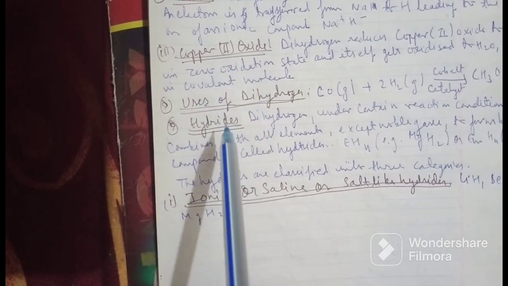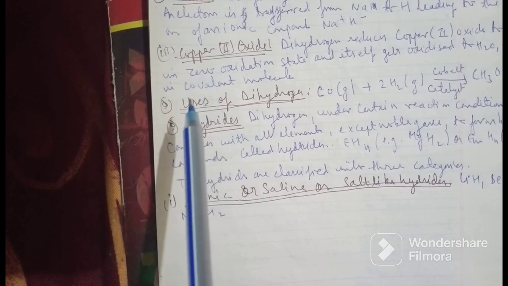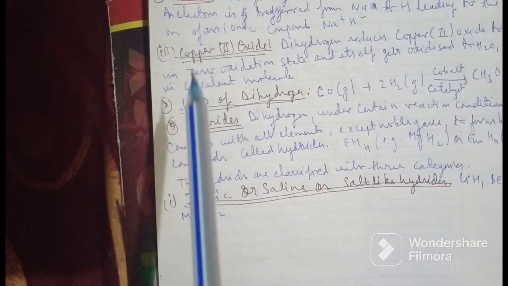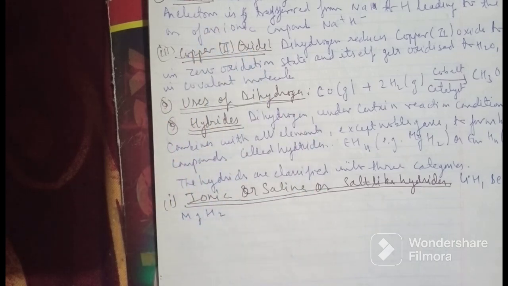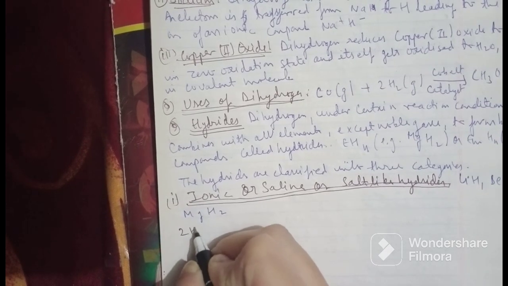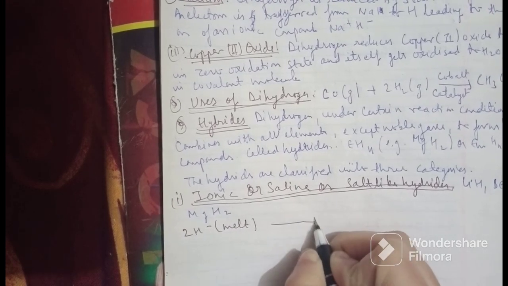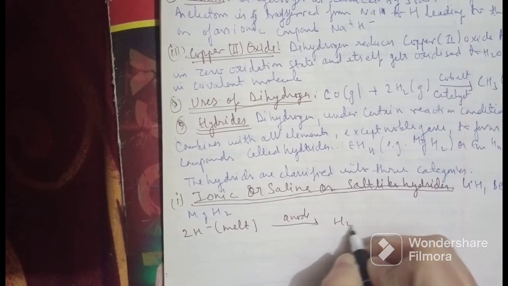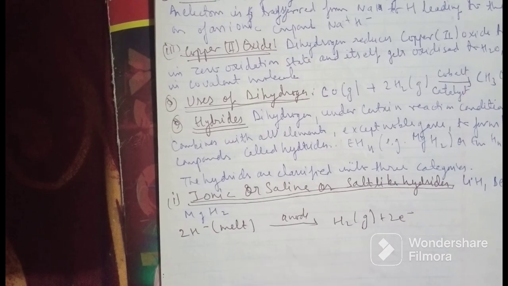The ionic hydrides are crystalline, non-volatile, and non-conducting in solid state. However, their melts conduct electricity, and electrolysis liberates dihydrogen gas at the anode, which confirms the existence of H minus ion. In the same way, 2H minus in the melt at the anode gives H2 in the form of gas plus 2 electrons. So this is the saline hydride.